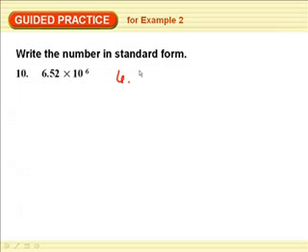Okay, again, writing the number in standard form. I have 6.52, and I move it 6 places. 1, 2, and then 1, 2, 3, 4 to make the 6. 1, 2, 3, 4, 5, 6. So put in my commas, it would be 6,520,000.